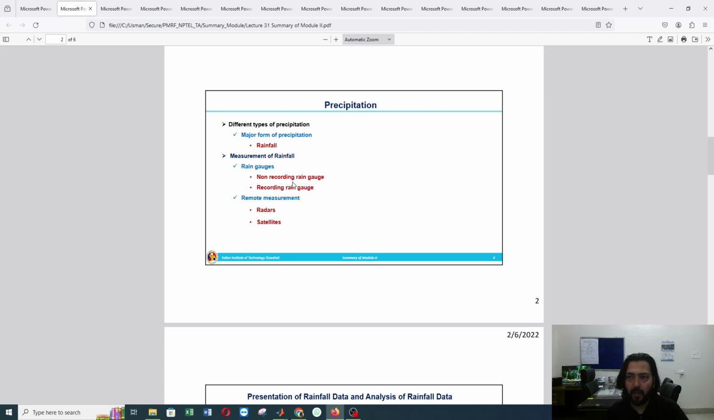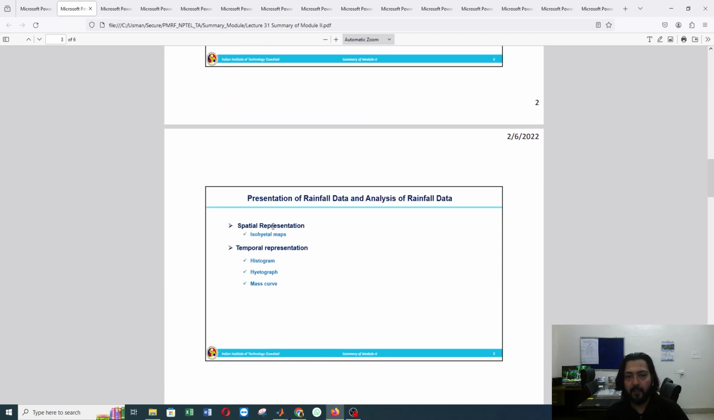So if we want to cover a large area, we obviously have to go with remote sensing products. There are radar based products or satellite based products, right? Then we talked about how we can represent precipitation. If you want to cover a larger area, we can use isohyetal maps, right? So we should remember the definition of isohyetal. It is the line joining points of equal rainfall depth. So it is kind of a contour map for precipitation, right?